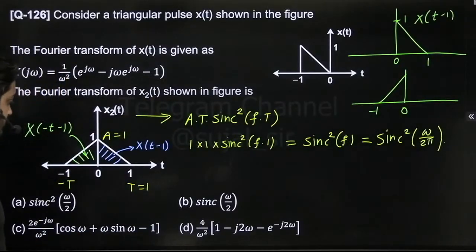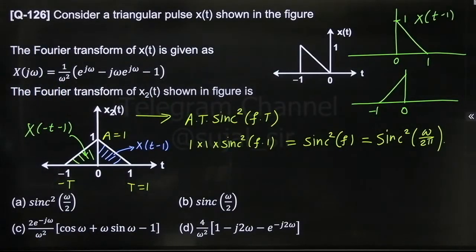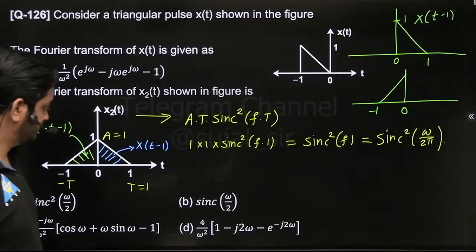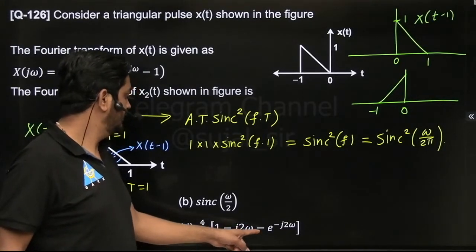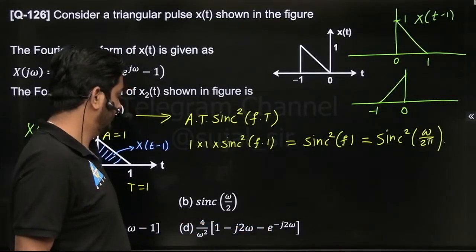So out of the 4 options, which option should be the correct answer here? Sin omega, okay. Let me check once. 2 e power minus j omega upon omega square, cos omega plus omega sin omega minus 1, and 4 by omega square, 1 minus j2 omega minus e power minus j2 omega.